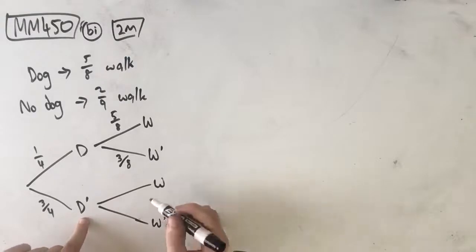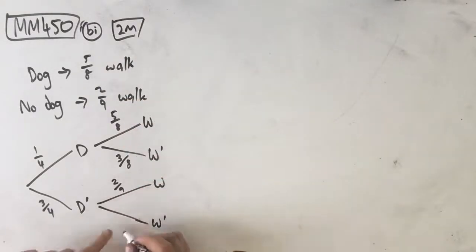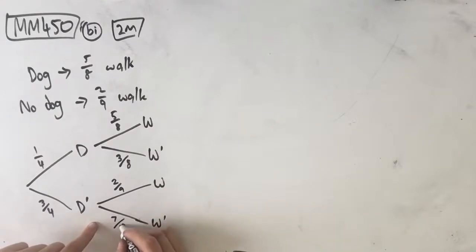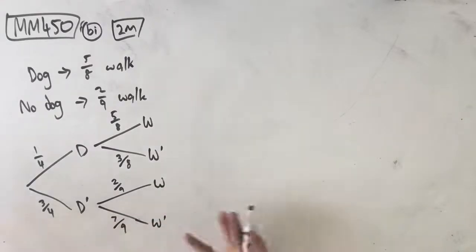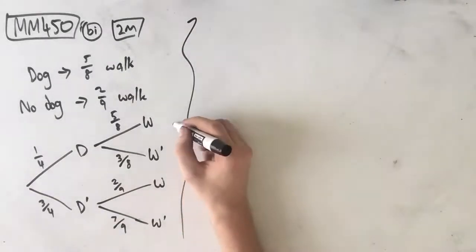If they don't own a dog, the probability that they go on regular walks is 2 in 9, as the question told us, which means that the probability that they don't is 7 in 9, right? Because they have to equal 1. Sweet. Awesome. Now, that is our first mark, essentially, here.